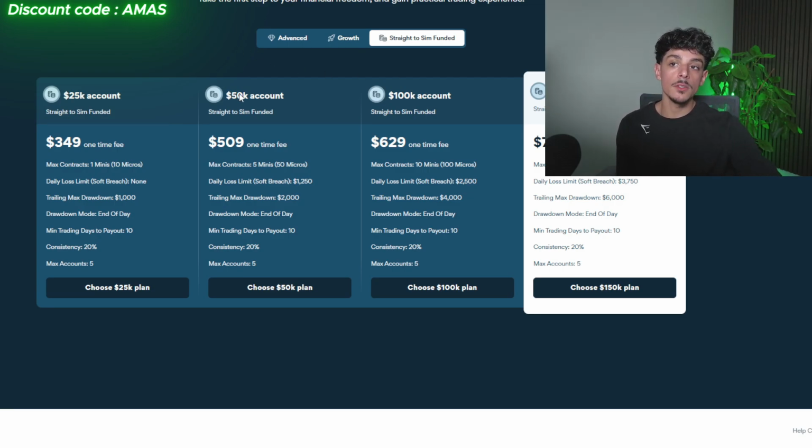Okay, let's say you decide to buy 5 50K accounts, straight to sim funded accounts, which means that you would have to pay $356 times 5, which is $1,781 of initial investment. But you have access to $2,000 of drawdown times 5, which is $10,000 worth of drawdown for an initial investment of 1.7K, which is incredible.